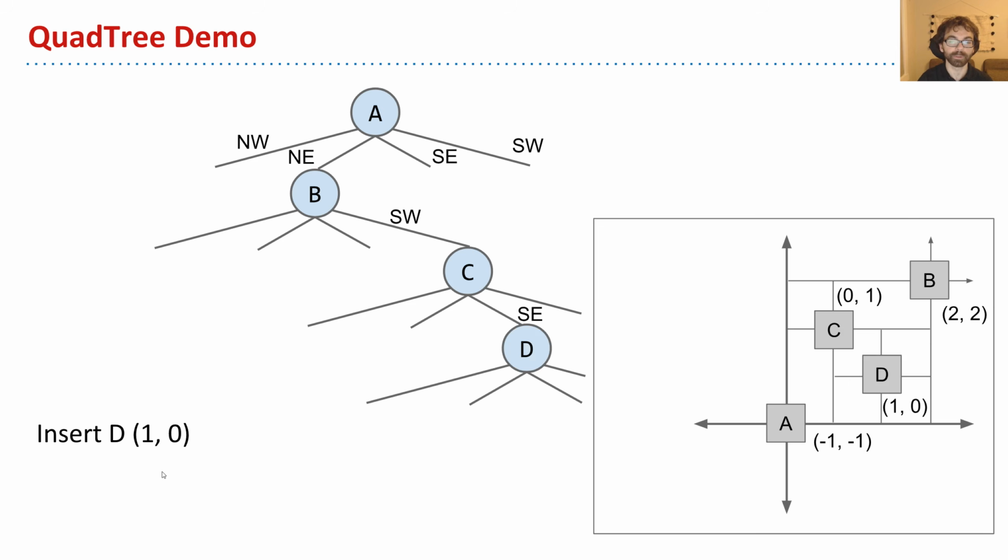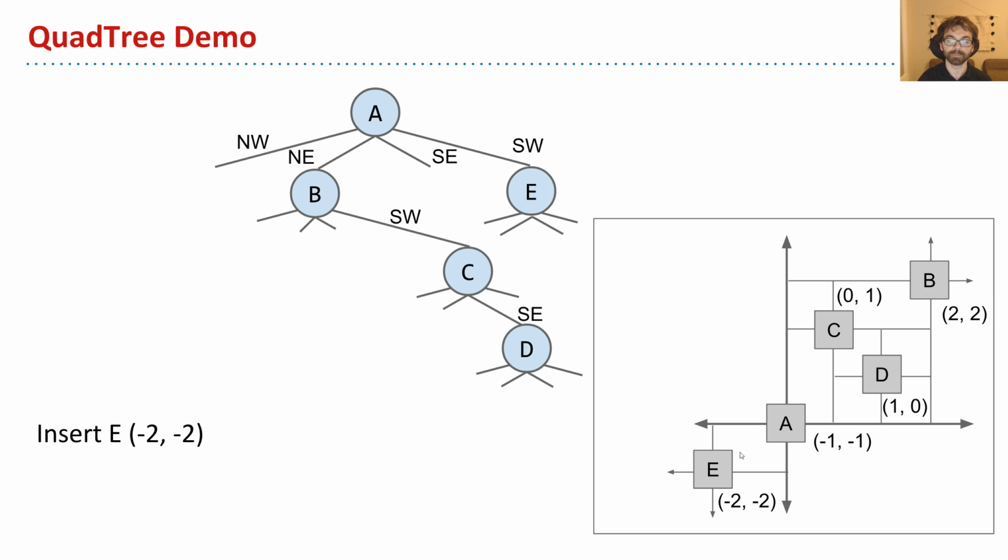So now, if we were to insert, say, D at 1, 0, okay, so 1, 0 is also to the northeast of A. That's already taken. 1, 0 is to the southwest of B, and it is to the southeast of C. If we now tried to insert E at -2, -2, try and figure out what would happen next. So in this case, -2, -2 is to the southwest of A. And unlike our previous examples, that space is currently unused. So we can just put our E here, and there we have our quad tree. Okay, so that's what a quad tree is. We'll see why it's useful soon.